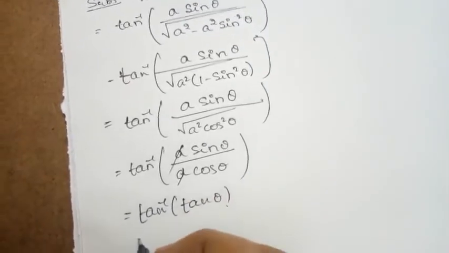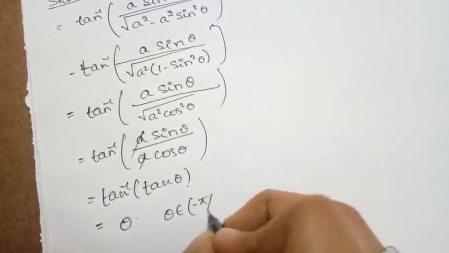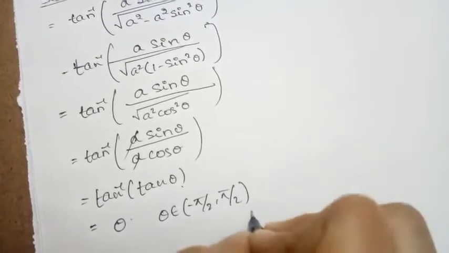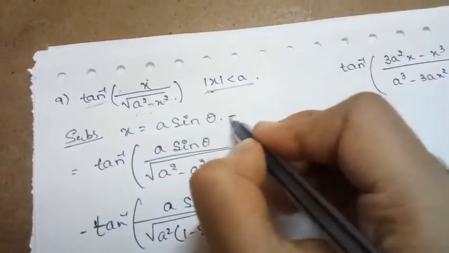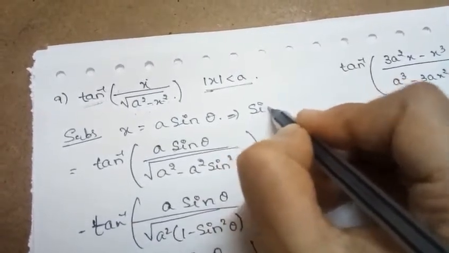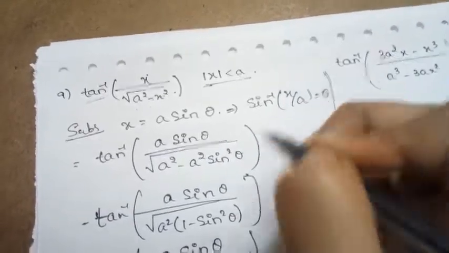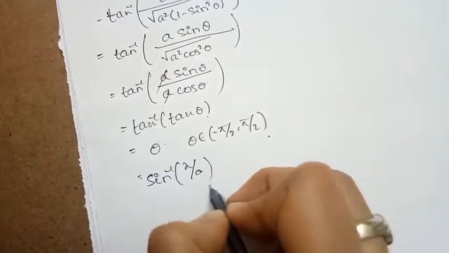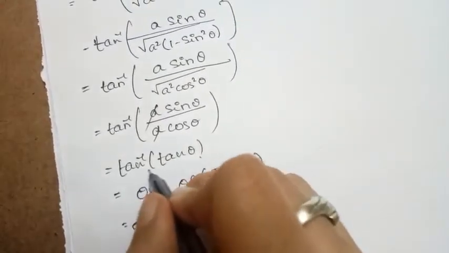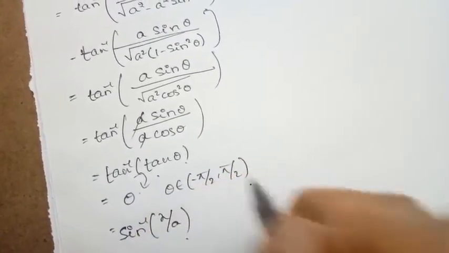So tan inverse of tan theta is equal to theta when theta belongs to minus pi by 2 to plus pi by 2. So what is theta here? Theta here is nothing but sine inverse of x by a. So clearly theta is equal to sine inverse of x by a. Now we need to know whether we are able to write tan inverse of tan theta equal to theta, because theta should belong to minus pi by 2, pi by 2. So let us verify that one.